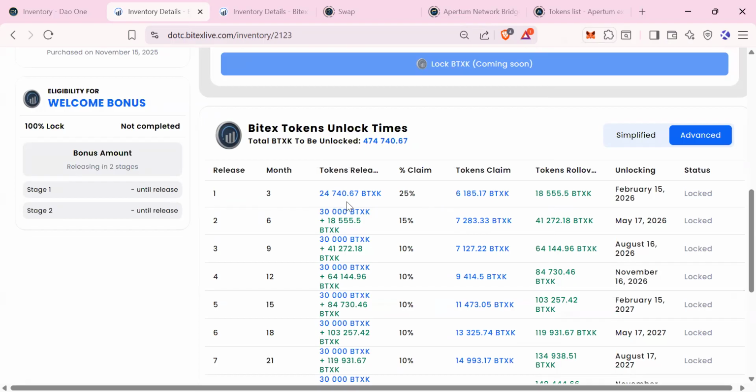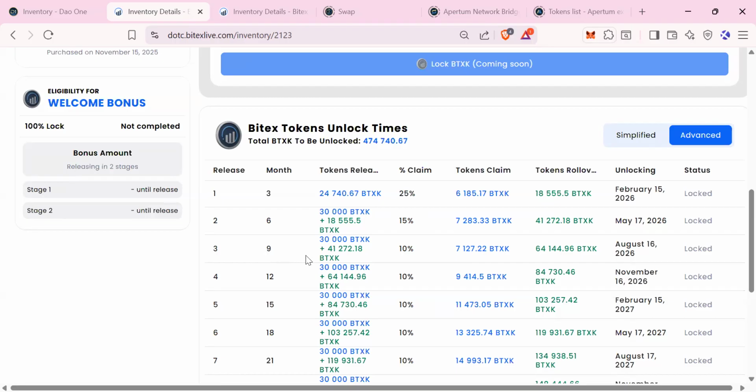24,700 coins, of which you're going to get 25%. The balance of 18,555 will get rolled over to the next 3-month period, which is in green. But you're going to get 30,000 coins a month. Remember, I told you that. So you're going to get another 30,000, and then you're going to get 15% of those, which gives you 7,283, giving you a balance of 41.